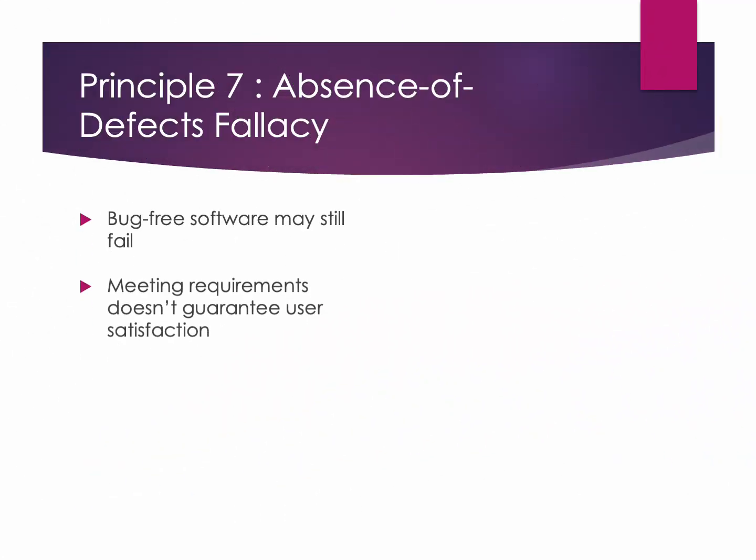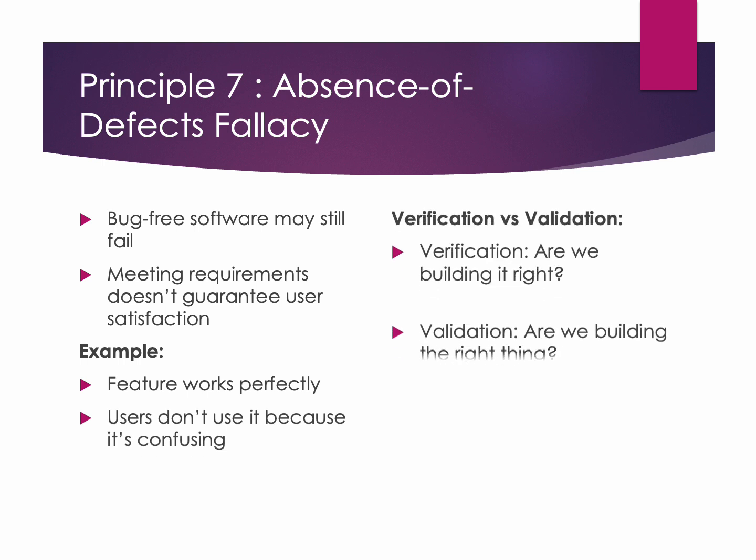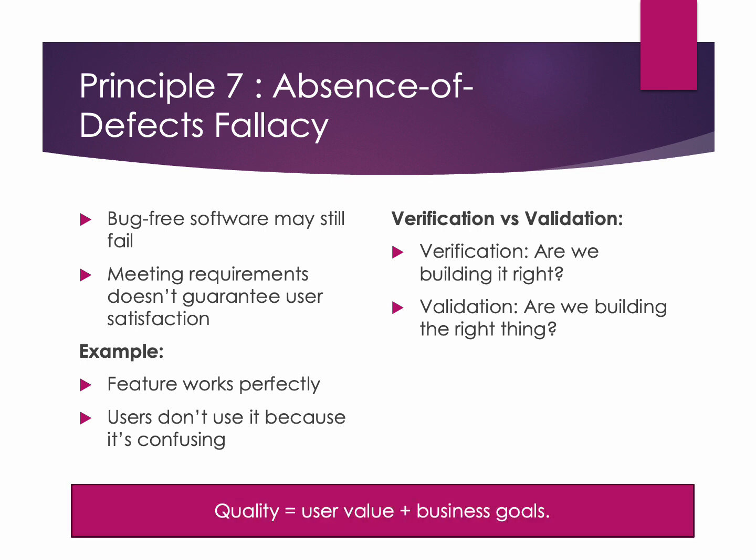This last principle is a very important one. Even if software has no known defects, it can still fail. Why? Because it might not meet user needs. It might not solve the right problem. Or it might be hard to use. This is where we talk about verification and validation. Verification is, are we building it right? Validation, on the other hand, is, are we building the right thing? A feature can work perfectly and still be rejected by users.